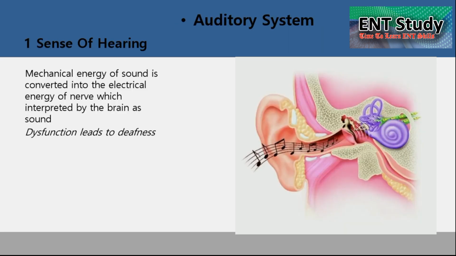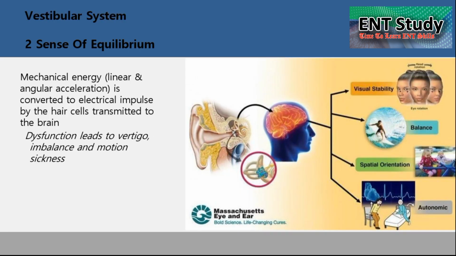The auditory system is related to the sense of hearing, in which the mechanical energy of the sound is converted into the electrical impulses of the nerve, which are transmitted via the cochlear nerve to the brain and interpreted by the brain as sound. Any dysfunction in this system leads to deafness.